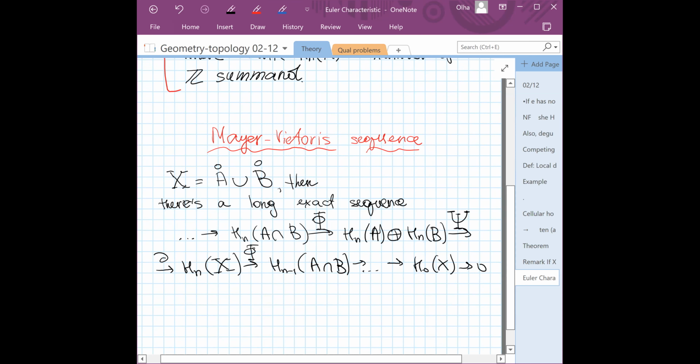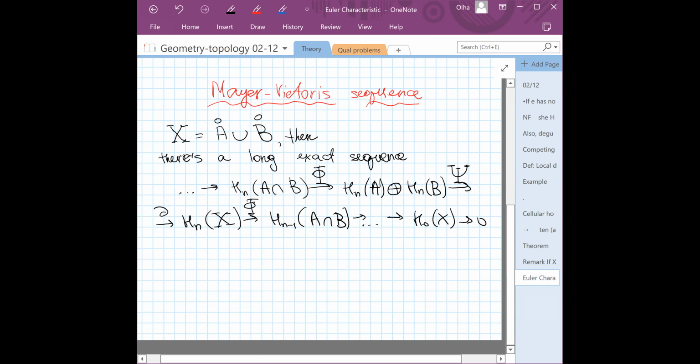We're going to do the same stuff and use that to compute homology groups of more complicated spaces by breaking them down into something that we know homology groups of. And then the last thing is that there is such a thing as homology with coefficients.